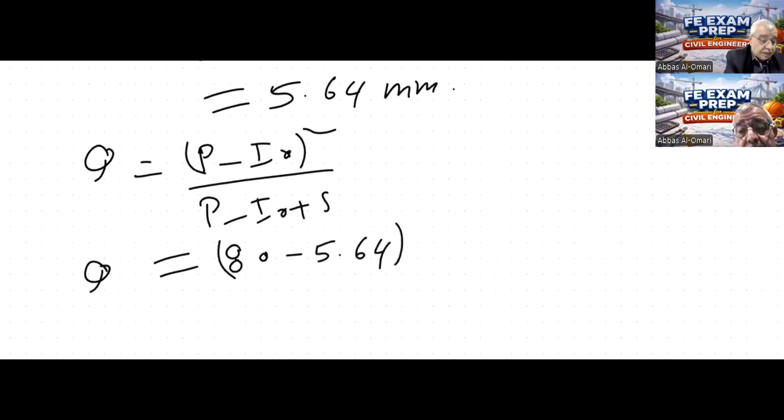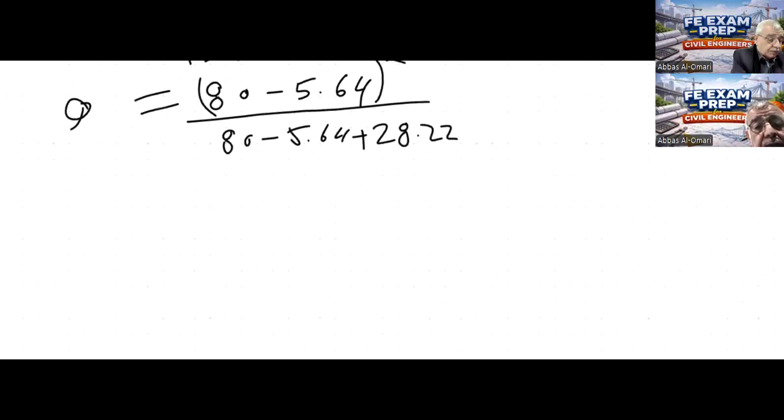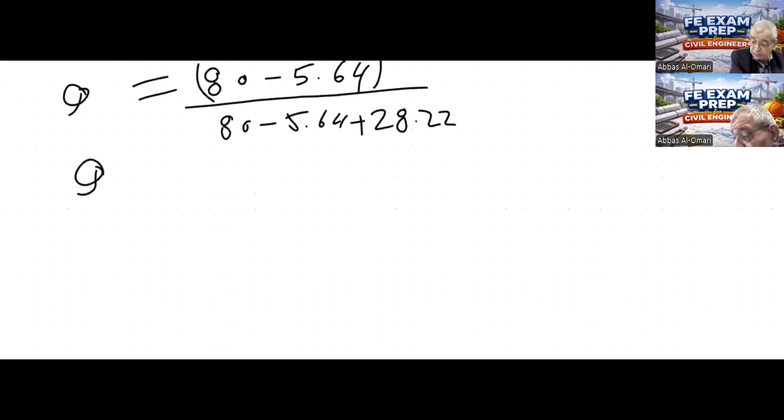divided by precipitation, 80, minus 5.64, plus storage, 28.22. So if we do the math, Q equals 53.9 millimeter. So this is the answer.